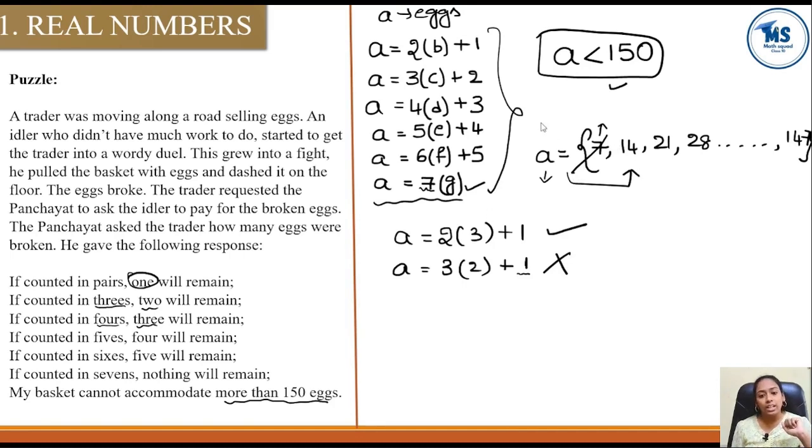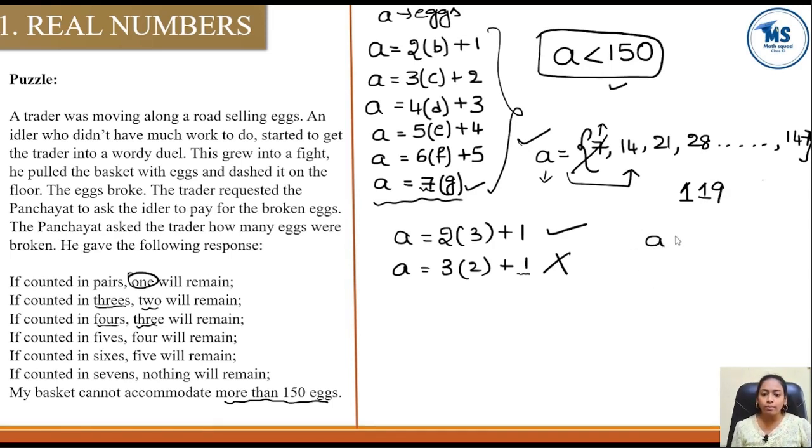You need to check all these equations with all these numbers. There will be one number which will satisfy all these equations, okay? Since I've already solved this, I know that 119 is the number that will satisfy all these equations. You can check, okay?